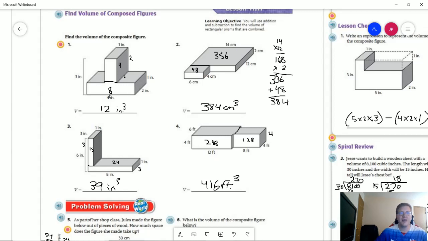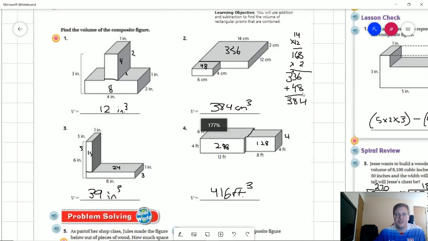For this one, I went ahead and did 4 times 2 times 1 and wrote that answer in here. That's going to be 8. My other one is going to be 2 times 2 times 1, and that's going to be 4. That gives me a total of 12 cubic inches.